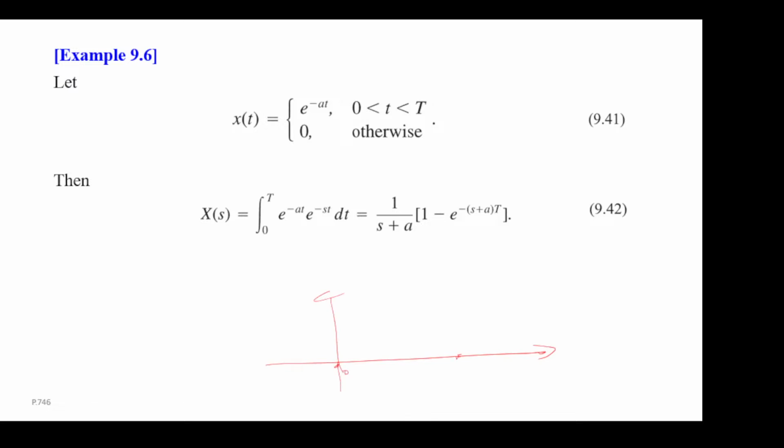0 and big T, and it's e to the minus at. A can actually even be complex, but let's say it's a real number. A real positive number might be more common. Okay, so if a is bigger than 0, it looks like this. So it's finite duration, x of t, and it's 0 outside. Okay, so x of t looks like this.